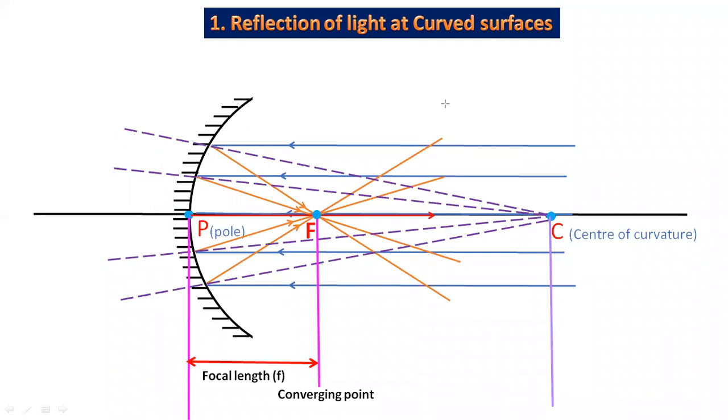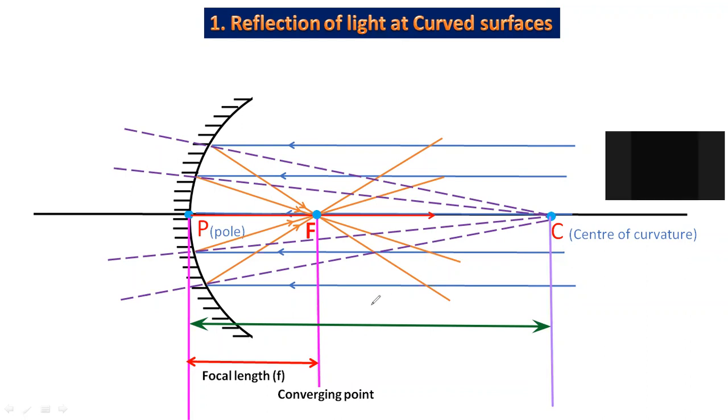Now what I am doing here, I am measuring the gap between the pole and the center of curvature. Can anybody say what that length measures actually? Radius. Radius of curvature. Very good. It is capital R, called the radius of curvature.